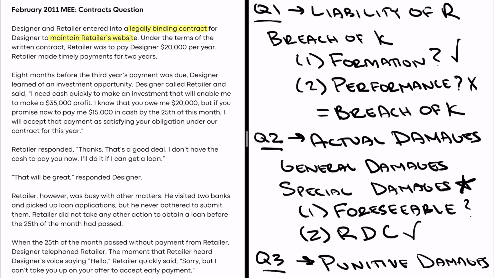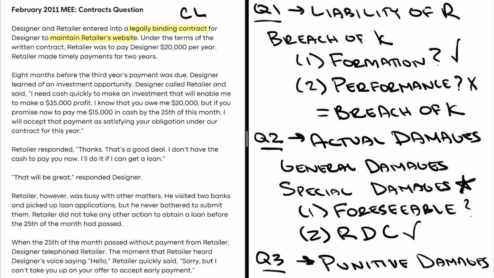Also, the contract is for designer to maintain retailer's website. That tells me right there, this is a service-based contract. So we're going to apply the common law in this analysis. We're not applying Article 2 of the Uniform Commercial Code. This is not a purchase or sale of goods. This is a service, right? Designer is maintaining retailer's website. That's a service-based contract. So any law we're applying here is going to be the common law, not Article 2 of the Uniform Commercial Code.